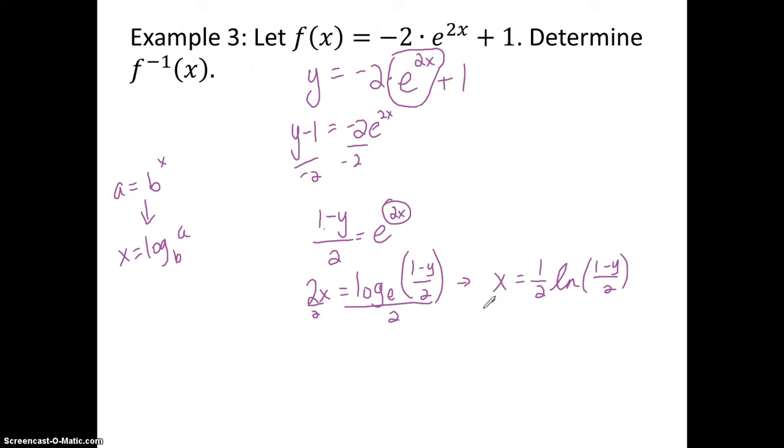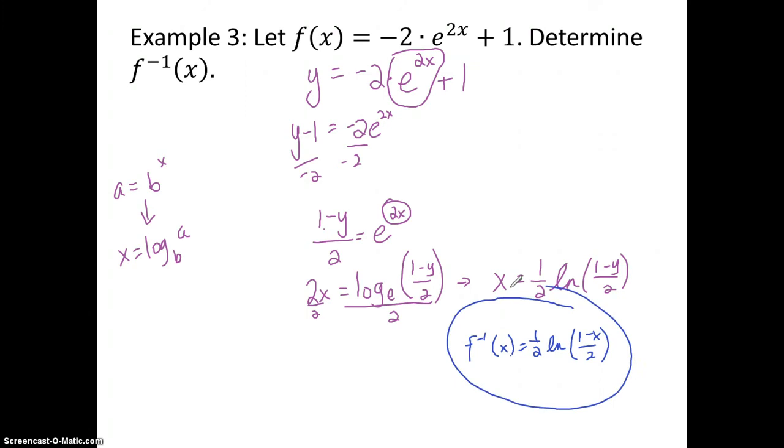There's the bell, but we're going to keep going here so we can get this done. And then I'm going to have f inverse of x equals 1/2 ln of 1 minus x over 2. And this is our answer.